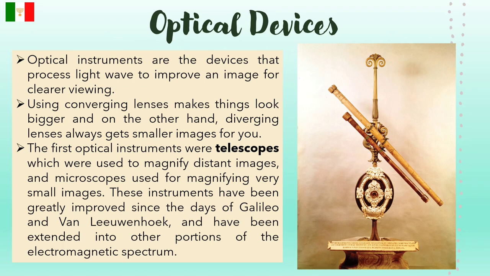Optical instruments are the devices that process light waves to improve an image for clearer viewing. Using an optical instrument like a magnifying lens or other complex device like a microscope or telescope usually makes things bigger and allows us to see in a more detailed manner. Using converging lenses makes things look bigger, and on the other hand, diverging lenses always give smaller images for you.